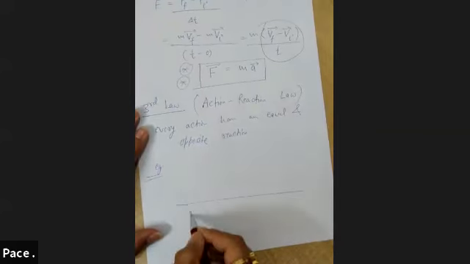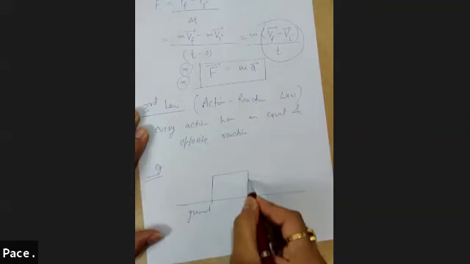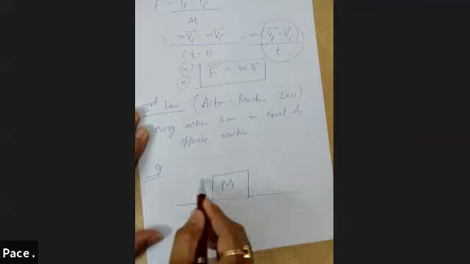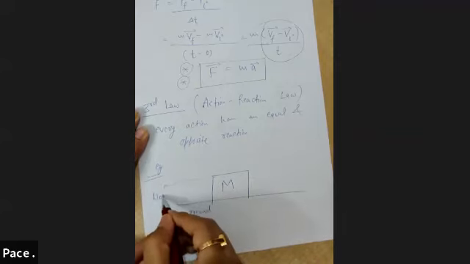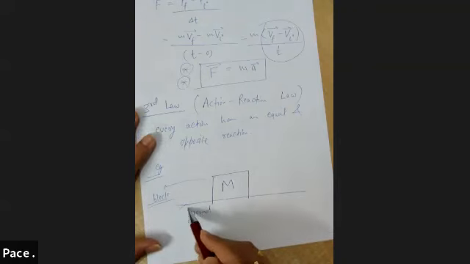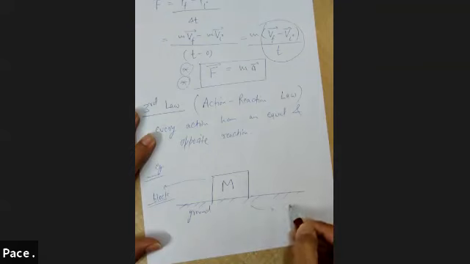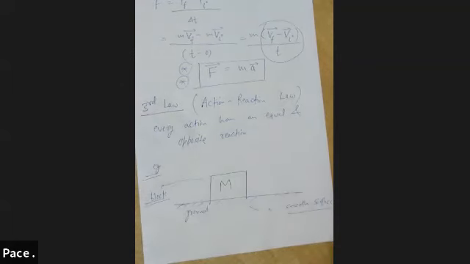So on ground, a block is placed. There is one block of mass M, capital M. Block is placed. Okay. And this ground is perfectly smooth. There is no frictional force available. This is a smooth surface.